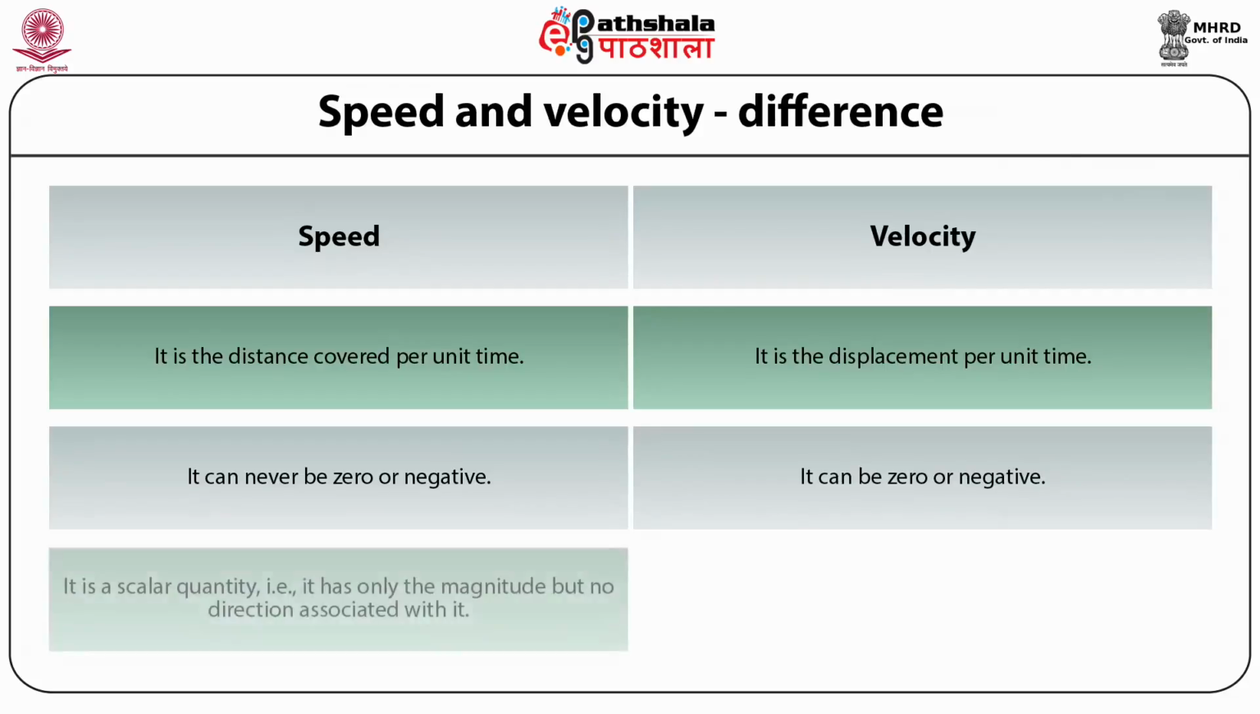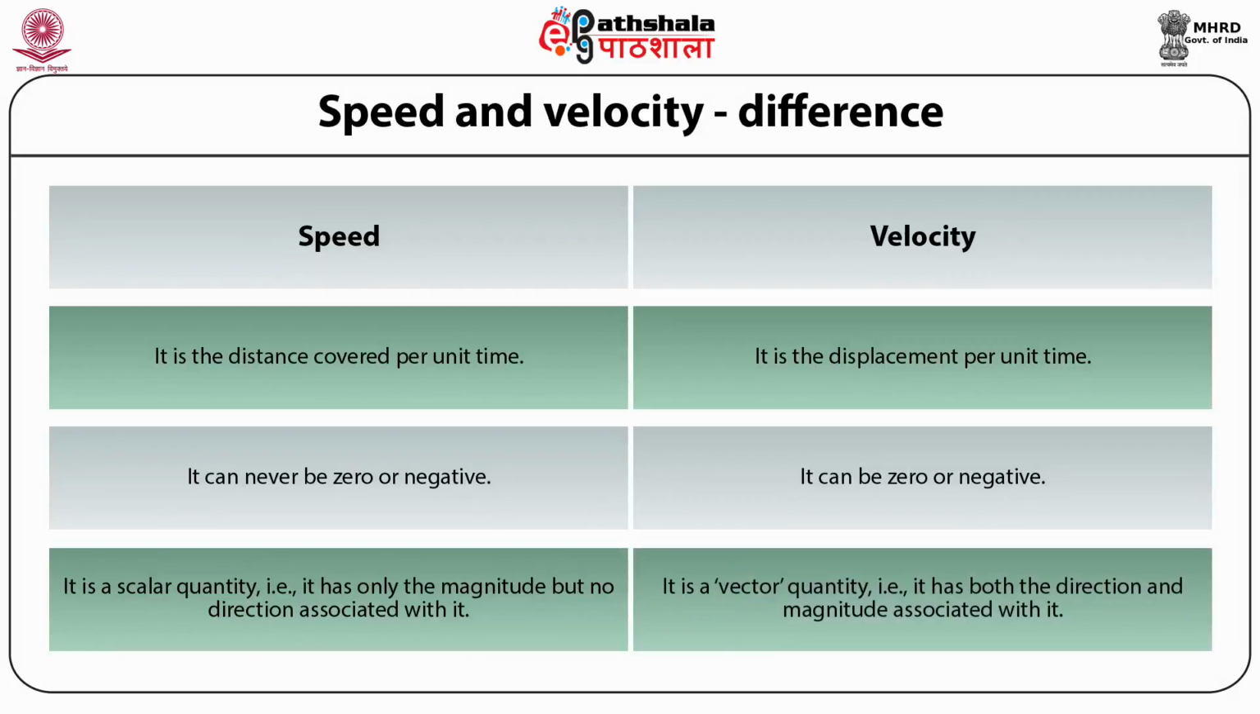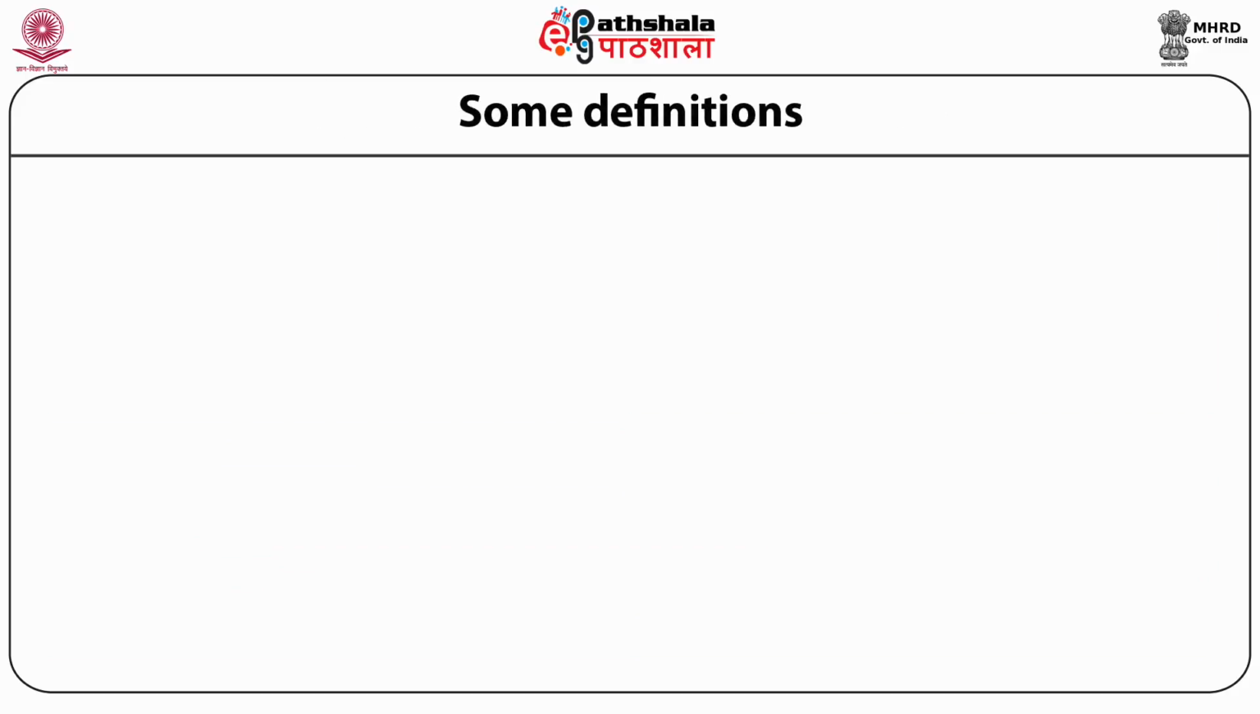The third point is speed is a scalar quantity, that is, it has only the magnitude but no direction associated with it. On the other hand, velocity is a vector quantity, that it has both the direction and magnitude associated with it. So the take-home message from this slide is that we have to be careful while describing physical quantities. Some physical quantities are scalar, which have only the magnitude to describe them, but some physical variables or quantities are vector quantities, which need both magnitude and direction to describe them.